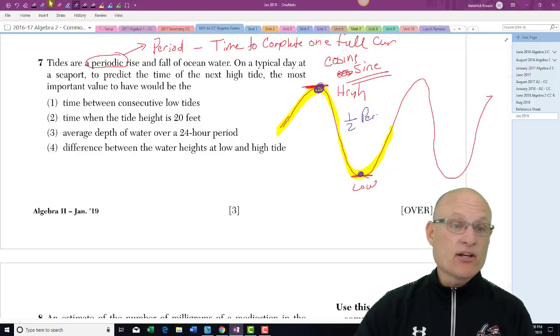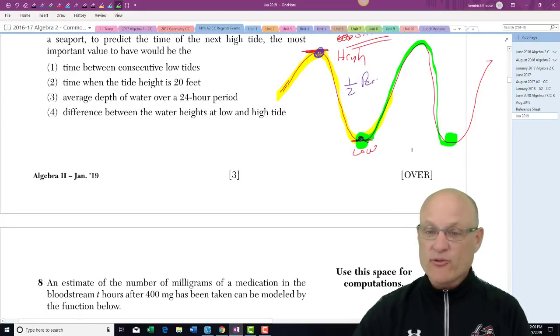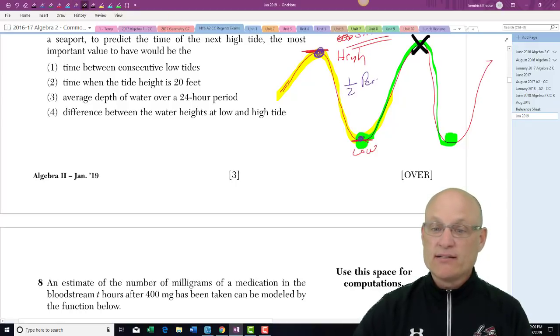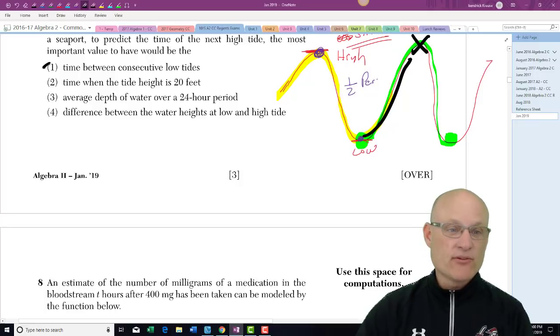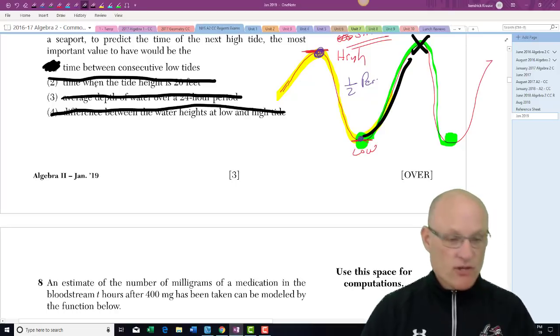Or I could also do this. If I knew the time it takes to go from one low curve all the way back to the next low curve, hopefully that's not behind my big bald head, if I knew that time, well then wouldn't half of that be from low tide to high tide? And that's why this is the answer. Time between tide heights is 20 feet. Nah, that's useless. The average depth of water, that's useless. And the difference between the water heights at low and high tide. No, because that's not going to tell us about time. That just tells us about height. So 1 is the answer.